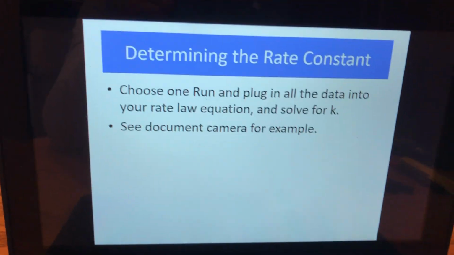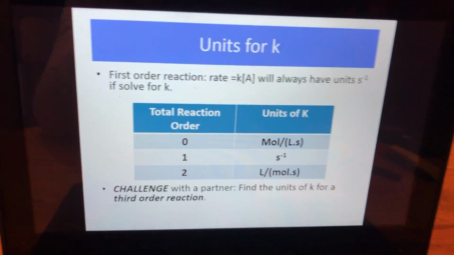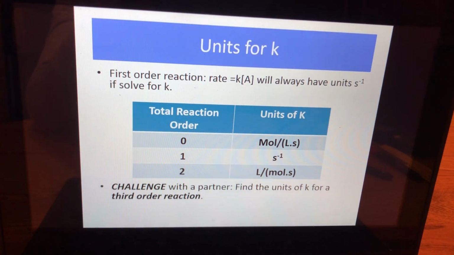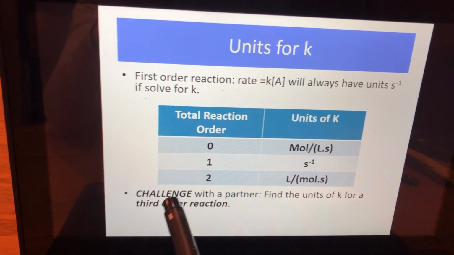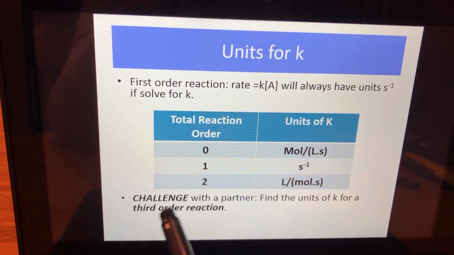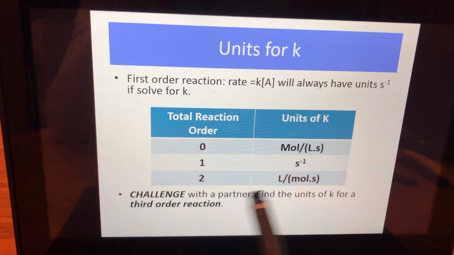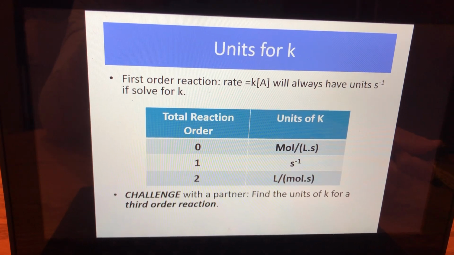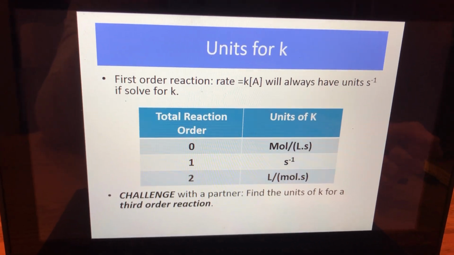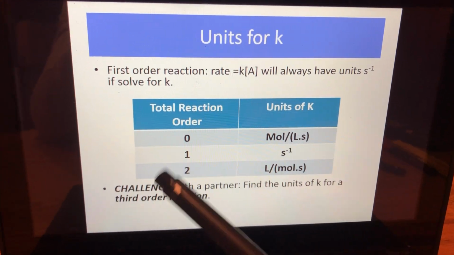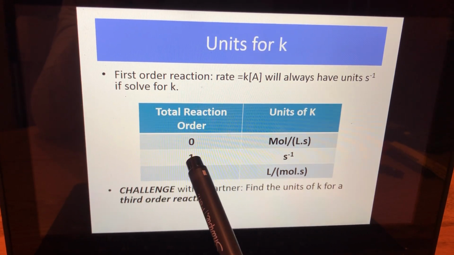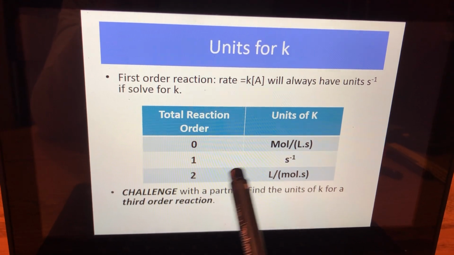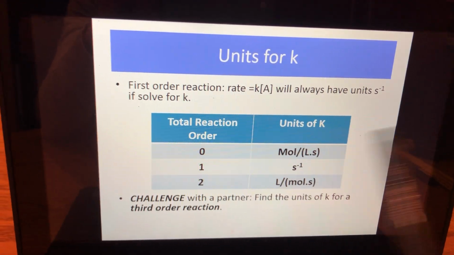Okay, so let's go back to the screen here. So units for K, we just solved for a third order reaction, so the challenge has already been done there. So maybe you can practice it once more, trying to solve for the units of K for a third order reaction. But generally when you have a 0 order reaction, this is the units. First order reaction, this is the unit of K, and then second order reaction, this is what it looks like.